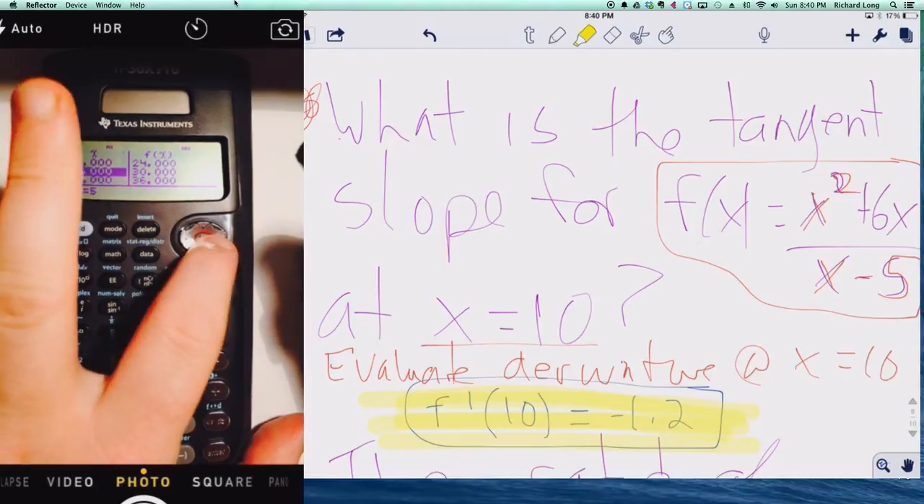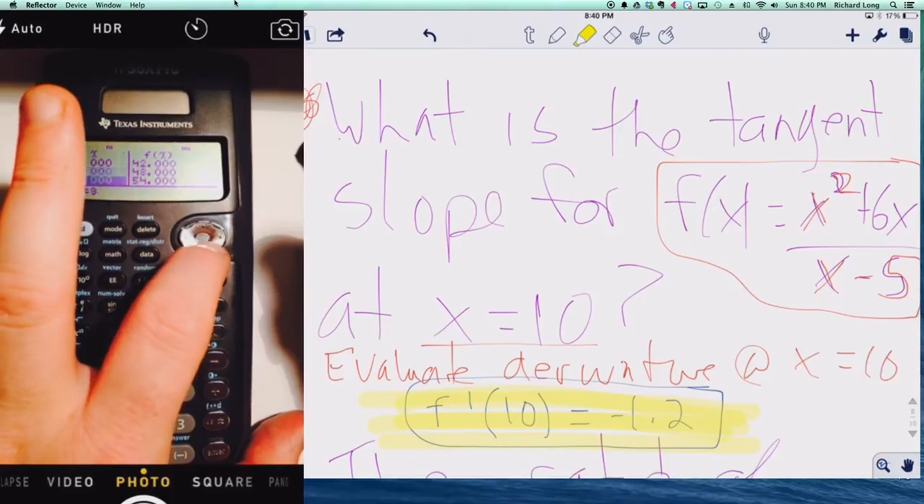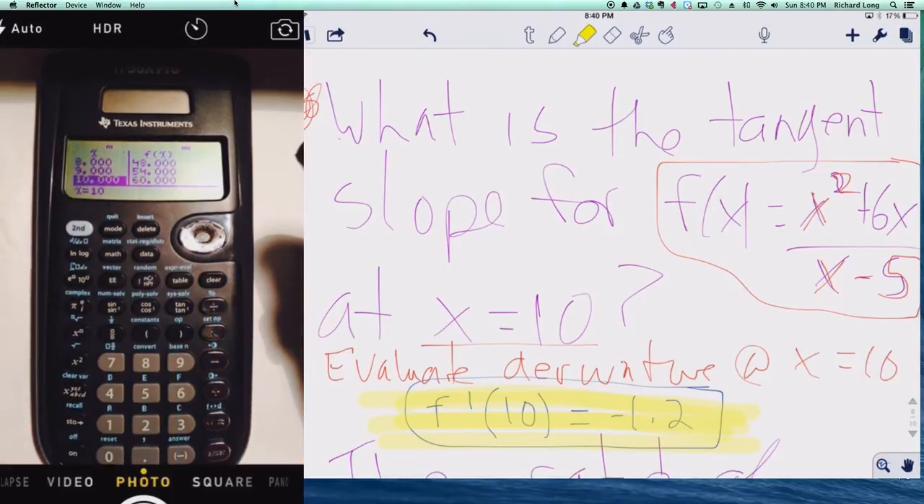Now, this is not the same function, but at 10, in this case, the slope of 3x squared is 60. The derivative of 3x squared is 6x, and 6 times 10 is 60. That makes perfect sense. I can do some other things too if I use it this way.